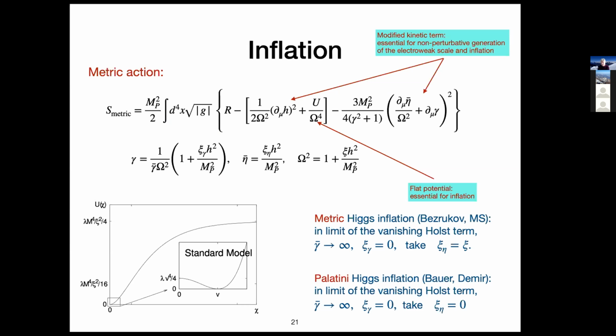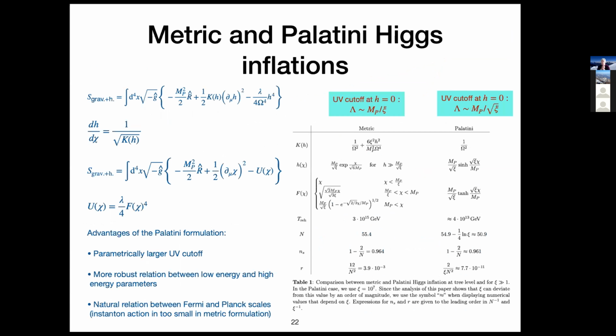Okay, and we can look at different variants of the Higgs inflation. So metric Higgs inflation is realized at specific choice of parameters of these three non-minimal couplings. We can get Palatini theory, then we are getting Palatini Higgs inflation, and both theories are known to work.